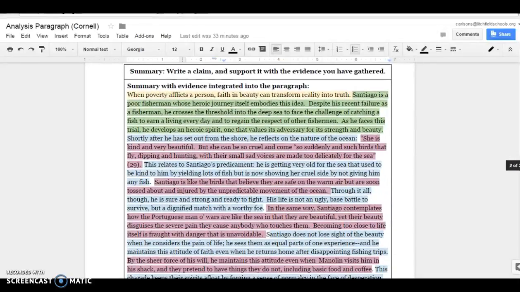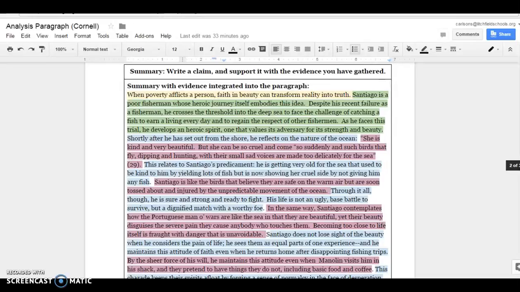So now we come down to this writer's paragraph, and what we have here is a claim based on the concepts above, and that's highlighted in yellow. When poverty afflicts a person, faith in beauty can transform reality into truth. It's a pretty powerful, substantial statement. It does not refer specifically to Santiago, does not tell us anything about what's happening in the story, but is an observation that's true of life.